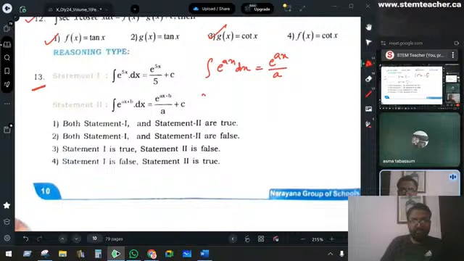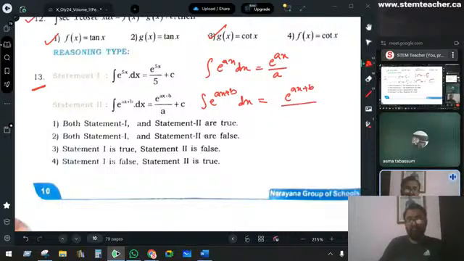Same logic. Here, integration of e power ax plus b: whatever the derivative of f of x is, it is e power f of x by f dash x. The derivative of ax plus b is a only, plus c. Both statements are true. Clear? Yes.